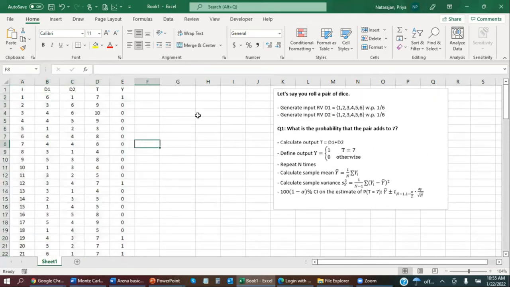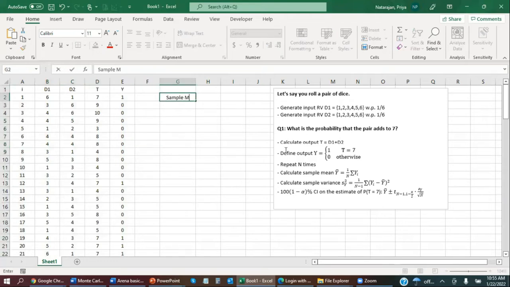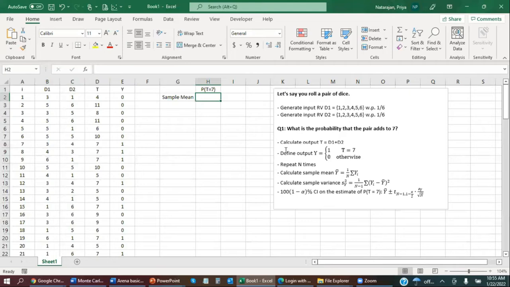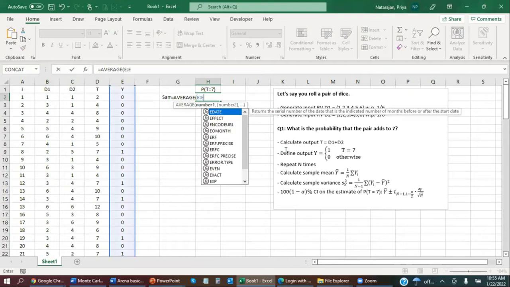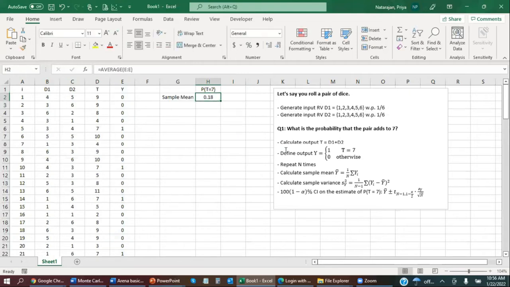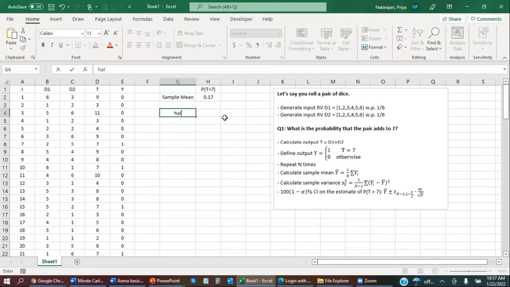So now that we've done this, we can get a point estimate by calculating the sample mean of our y variable, and that will answer this question, the probability that the total equals 7. So let's just take the average of column E. So this is our point estimate. And then we can calculate a 95% confidence interval. This is also known as the margin of error.